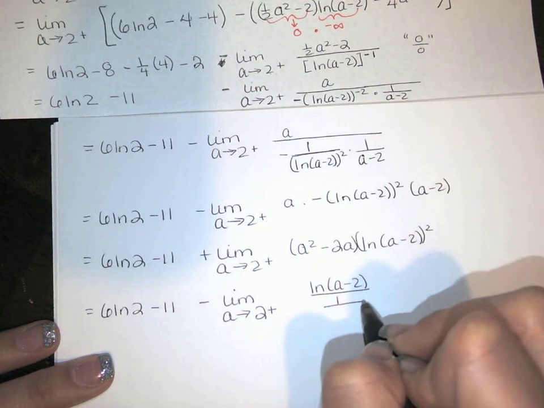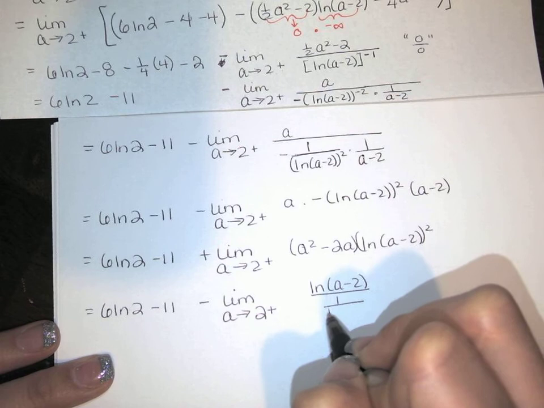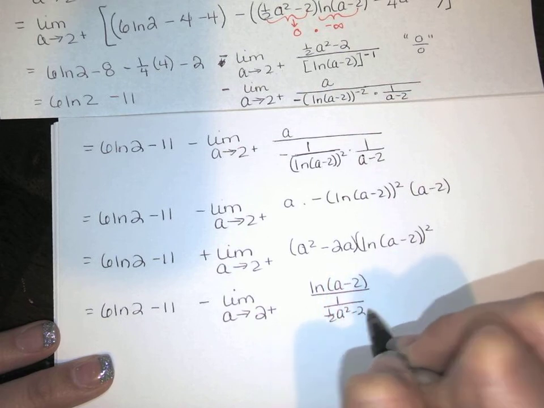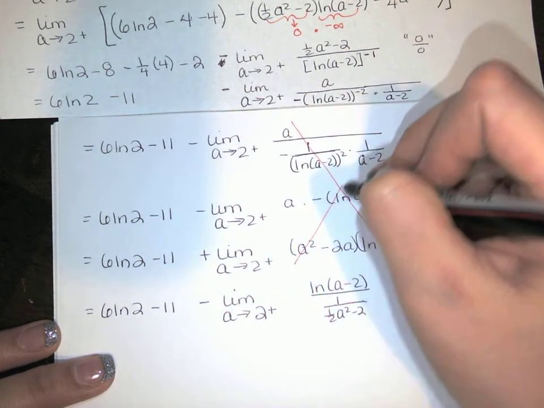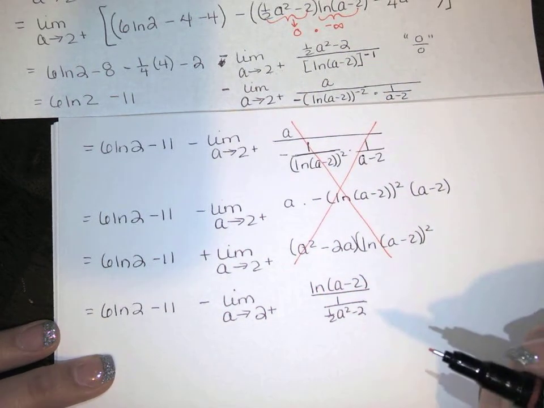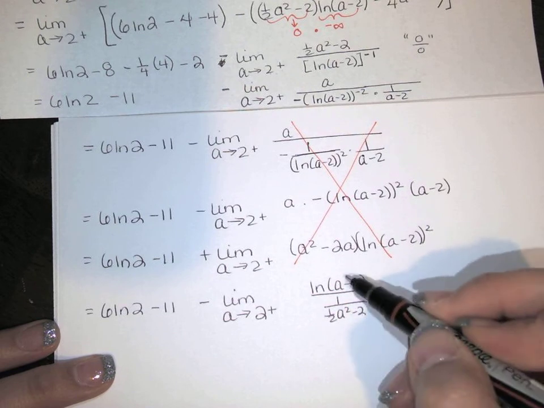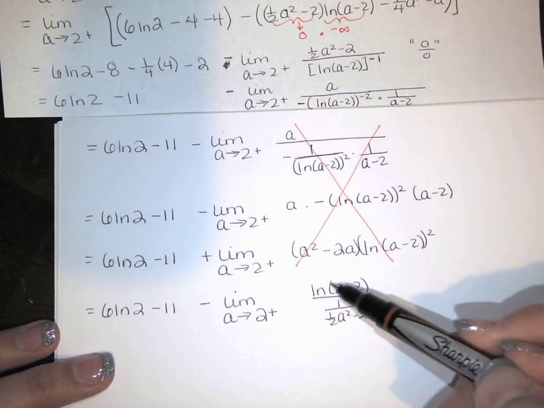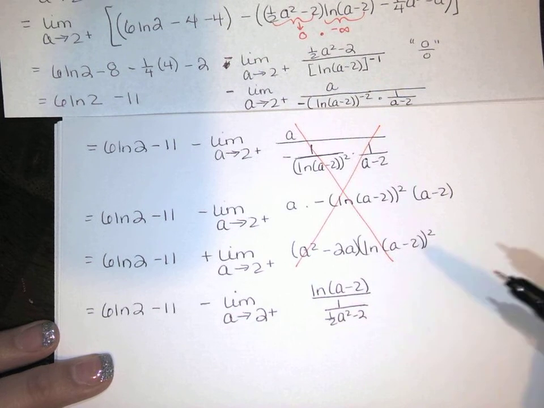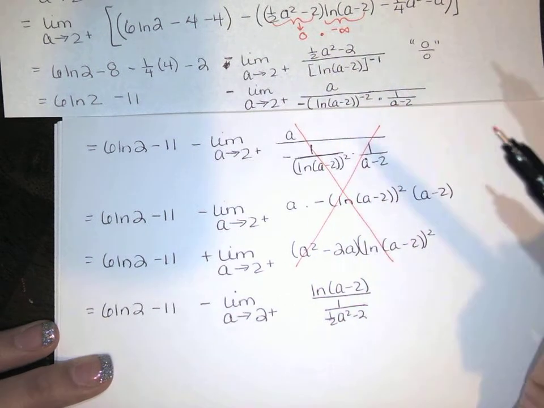So I've got 1 over 1/2 a squared minus 2. Now, if you don't believe me, if you take that and you flip it and multiply, whenever you're dividing by a fraction, remember it's multiplying by the reciprocal. If you do that with this, I guarantee you, you're going to get this times that over 1. So that's going to be that right there.